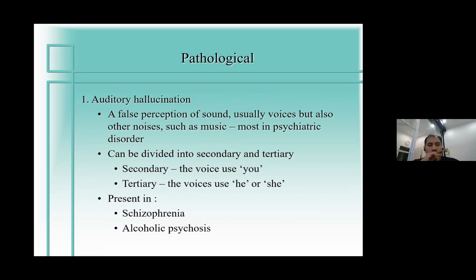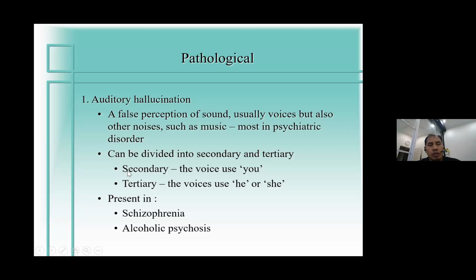Okay, so as you understand, there are 5 sensories. Of course, the first is the most common. The most common type of hallucination, what is it? The answer is second person auditory hallucination. Okay, second person auditory hallucination.